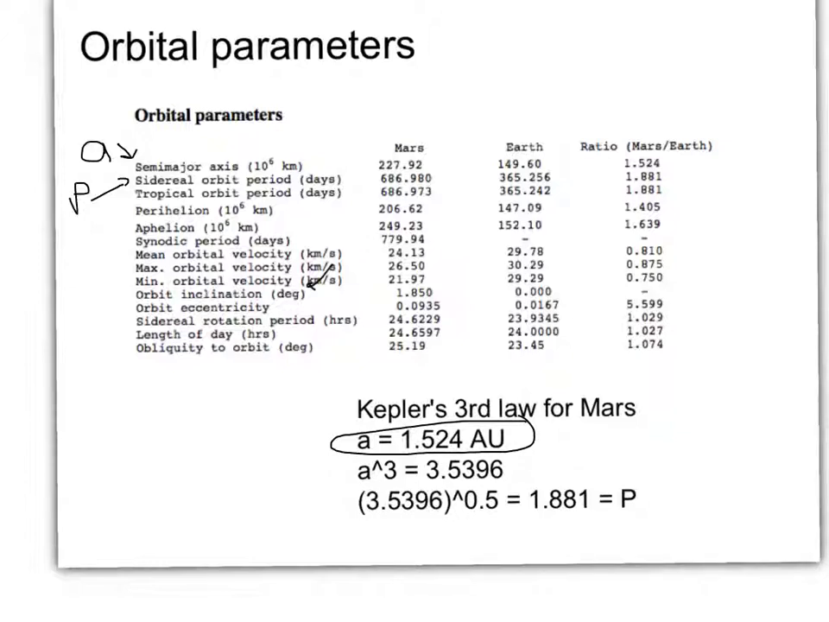Okay. So just to show you that this does work out, in this case, the distance from Mars to the Sun is 1.5 astronomical units. If you cube that, if you take 1.5 times 1.5 times 1.5, you get this value. And voila, if you take the square root of that, you get 1.88 years, Earth years, which is essentially how long the Martian year is in terms of Earth years. Okay? So, yay, Kepler was right.